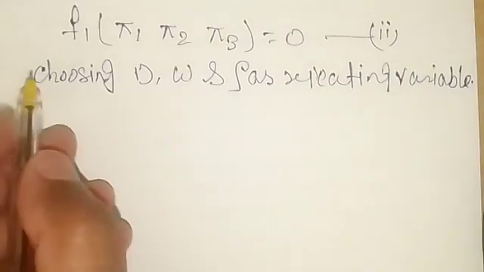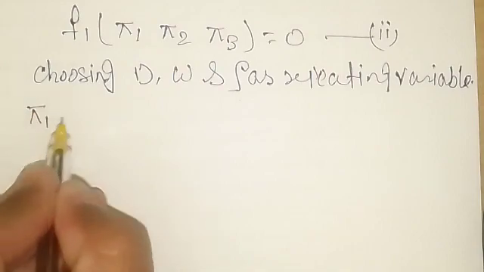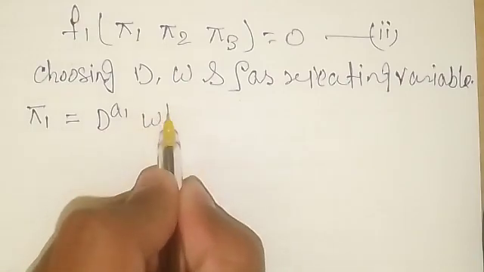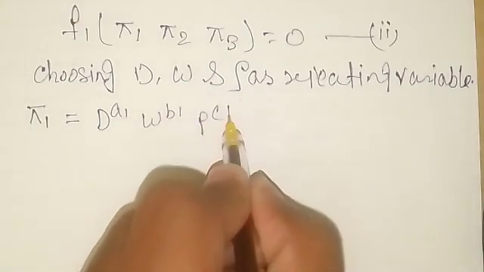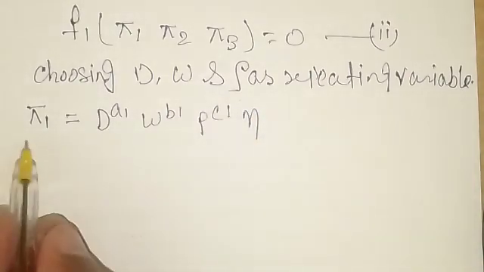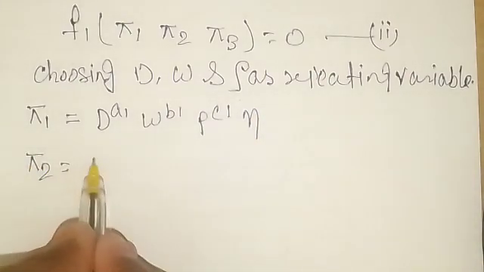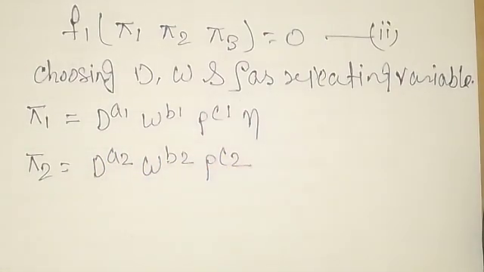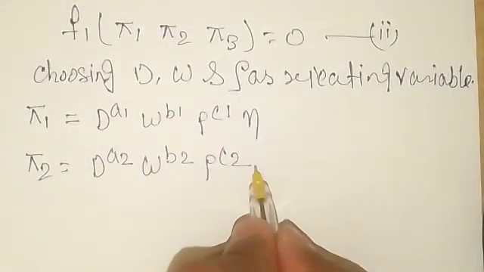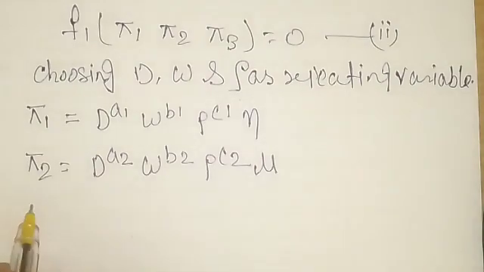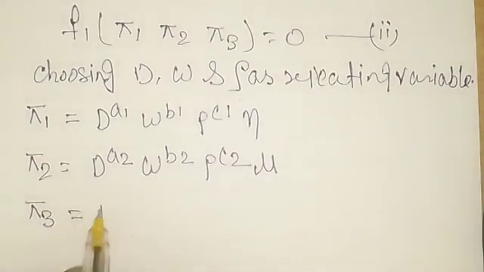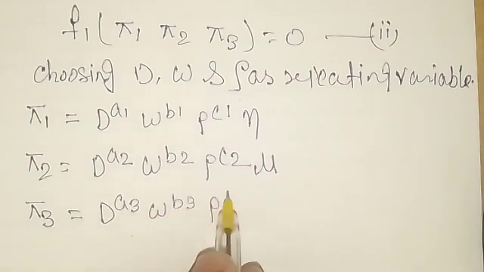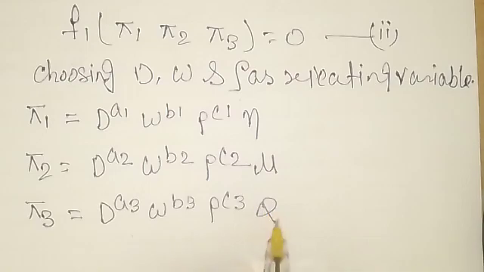As we have chosen the repeating variables, we will write down the pi terms. Pi 1 is equal to D to the power of a1, omega to the power of b1 and rho to the power of c1 into eta. First I'm taking this one. Then pi 2 is equal to D to the power of a2, omega to the power of b2 and rho to the power of c2, and you can select any one, let's say I'm taking this mu, that is viscosity. And pi 3 is equal to D to the power of a3, omega to the power of b3 and rho to the power of c3, and finally you have the discharge, right?